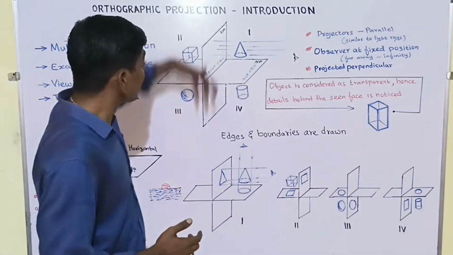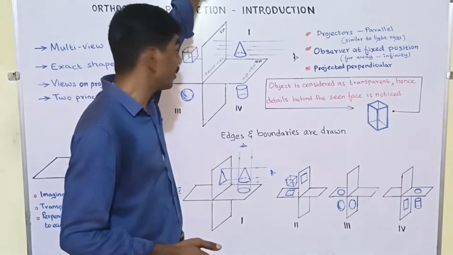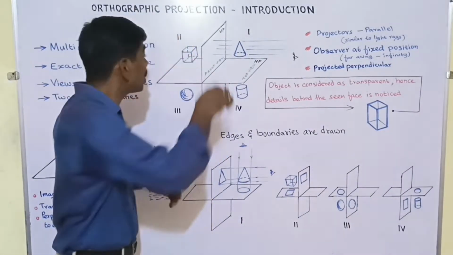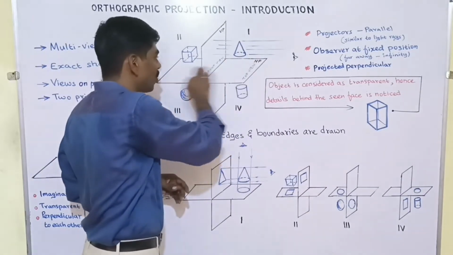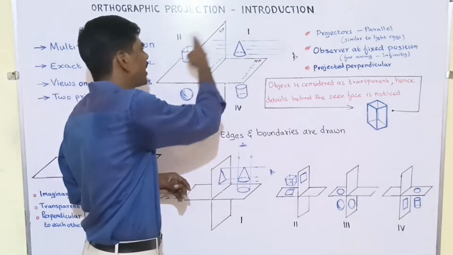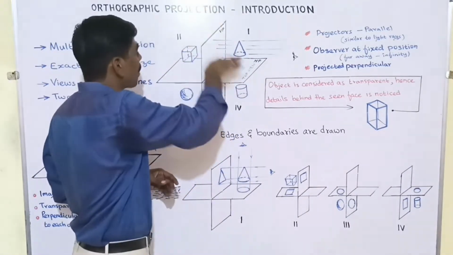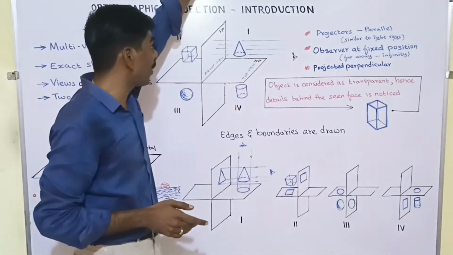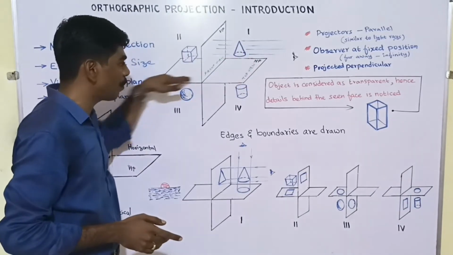Meanwhile, the observer can be located at this position. So, he'll be able to get the object's top view. The top view can be projected on the horizontal plane, wherever the object is held. The top view is obtained on the horizontal plane. In the same fashion, projectors are made perpendicular to the horizontal plane.